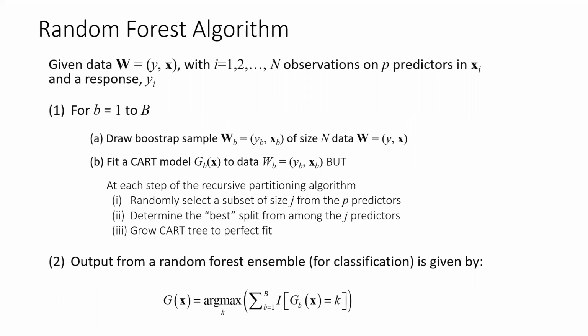In the case of random forests, at each split within a tree, we pick a random subset of those predictors. So that's the randomization component, and we split only on that random subset. We get 2 new subsets of data, we pick 2 new splits, but the same thing for each of those subsets, we select an entirely new subset of predictors on which to make our split. Once we do that, then we grow the CART tree to perfect fit. And so we end up with this forest of B trees.